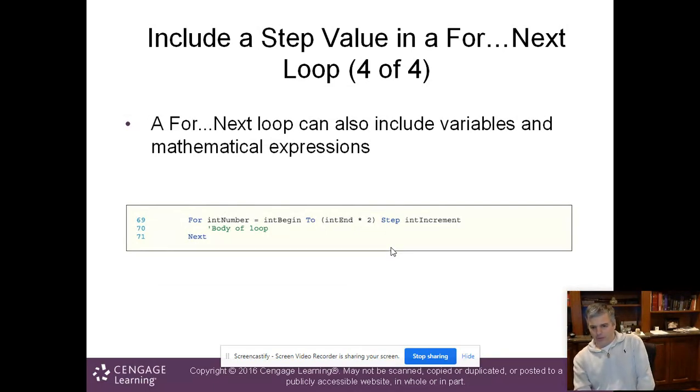A for next loop can also include variables and mathematical expressions. So the range, begin to end, doesn't have to be a hard-coded number. It can be a variable, and it can also be an expression. So we can multiply n times 2 to make that bigger, and our step can be a variable too. Those don't have to be hard-coded numbers. You can use variables for them as well, or expressions.